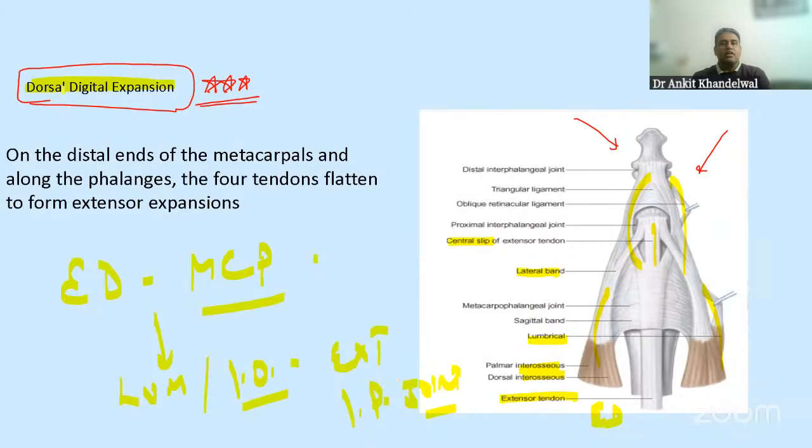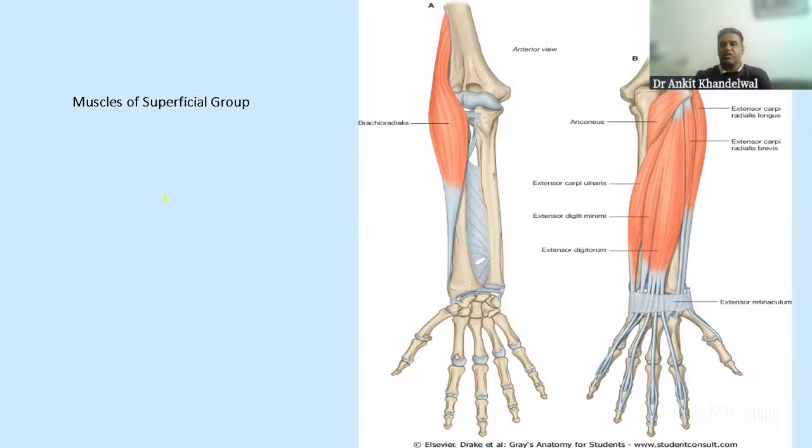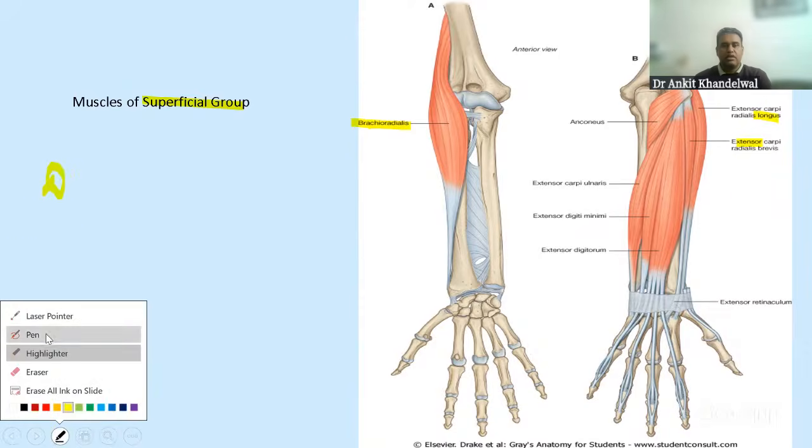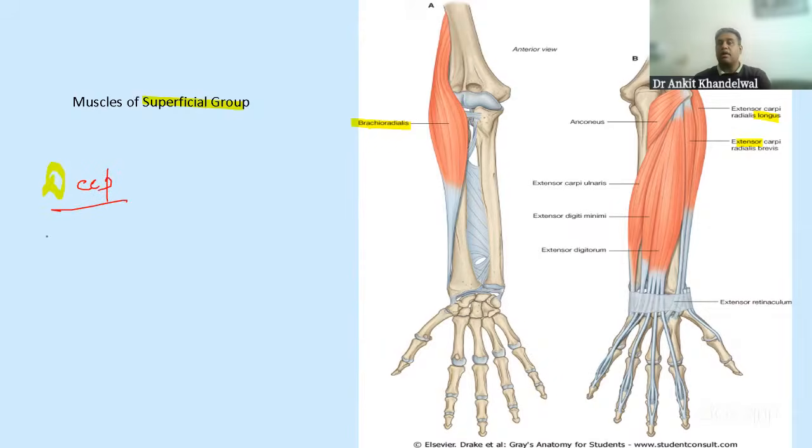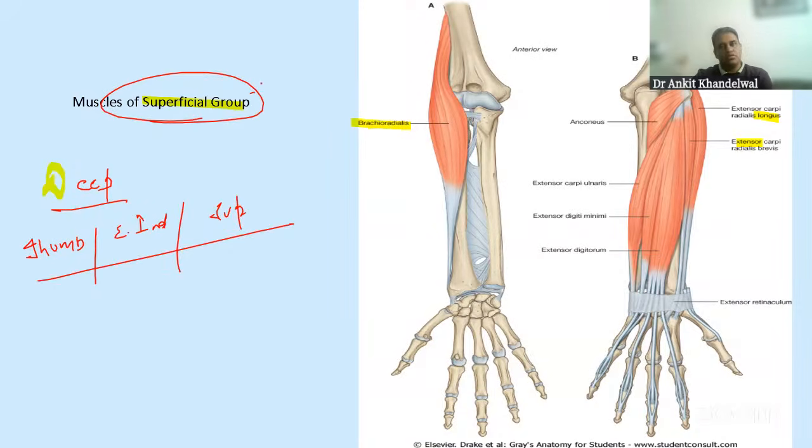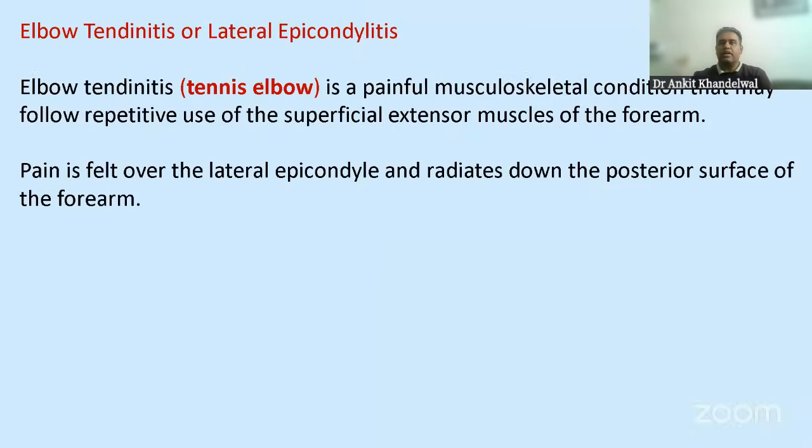So this is the anatomy of it: on the distal end of the metacarpals, the four tendons flatten to form extensor expansions, as you can see over here. Now coming back to the groups, I guess we have seen the groups. Superficially, you can see the brachioradialis and all these extensor tendons. So what was in the deep part? If I just change the pen over here, what was lying deep? The deep part were the extensors of the thumb. Then we had extensor indicis and we had supinator. So whatever is left is lying in the superficial group.